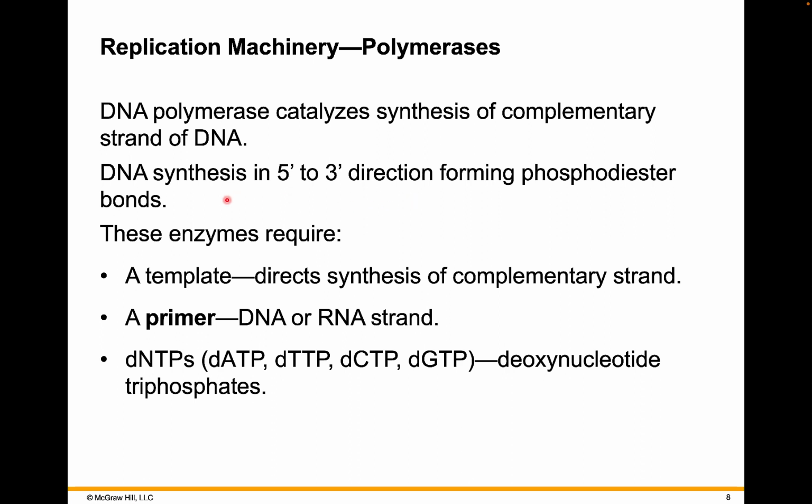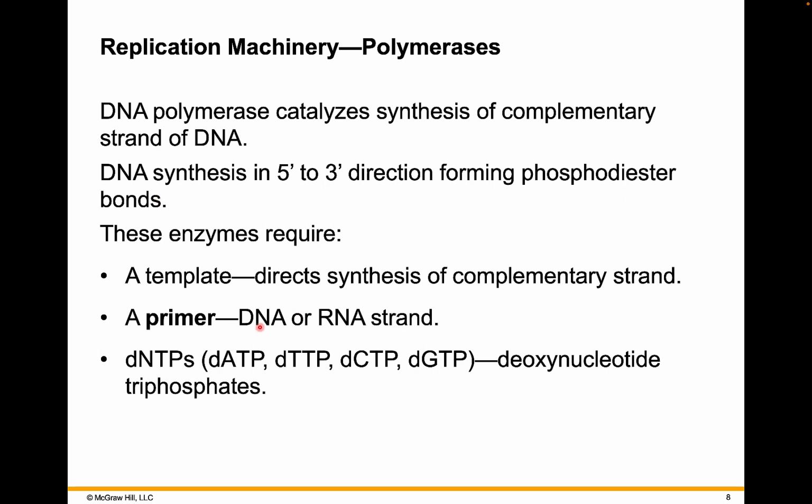Now, one characteristic of the DNA polymerase, and this is true for all of them, is that DNA synthesis always occurs in a 5' to 3' direction. This is the direction of the phosphodiester bond formation. It cannot be formed the other way. So to do this, the template always needs to be 3' to 5', on which the complementary 5' to 3' strand is synthesized by the DNA polymerase.